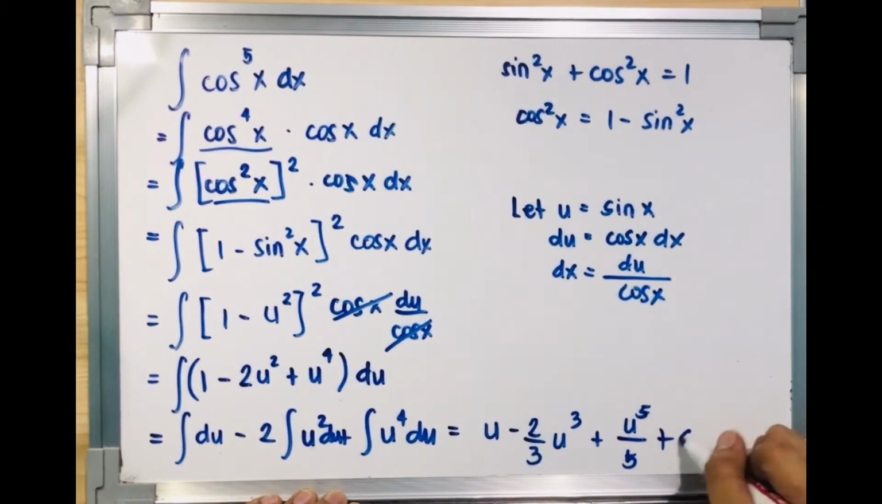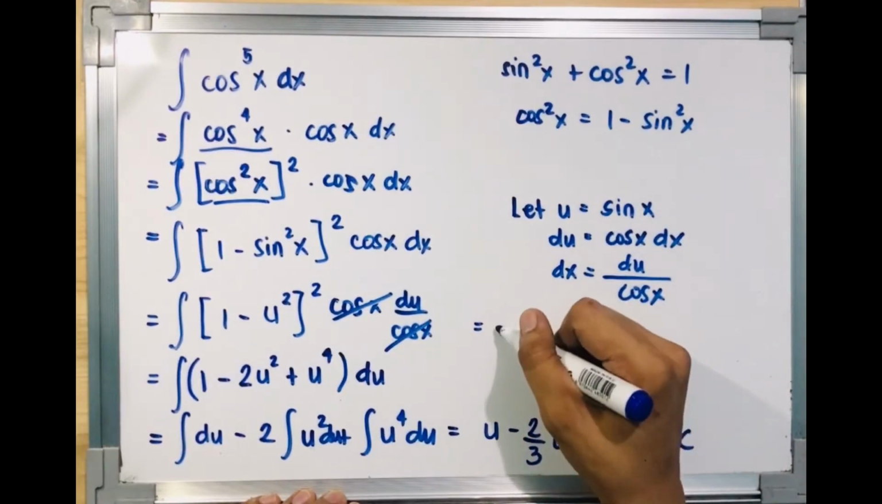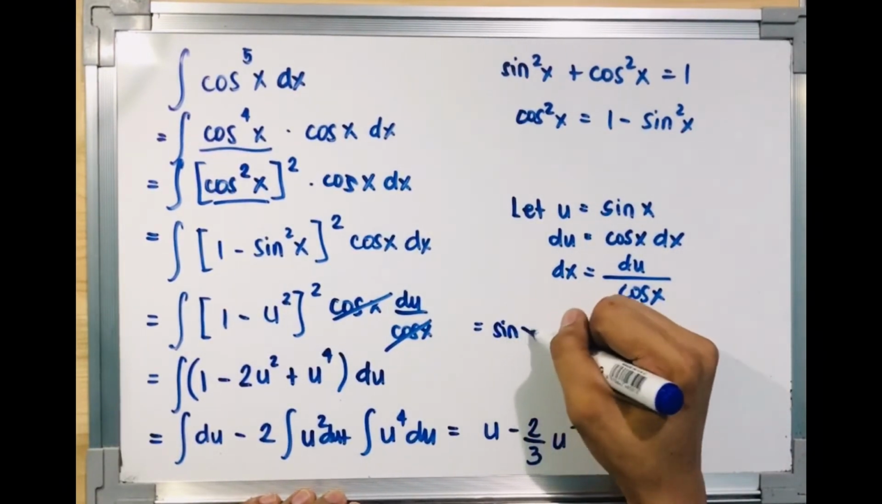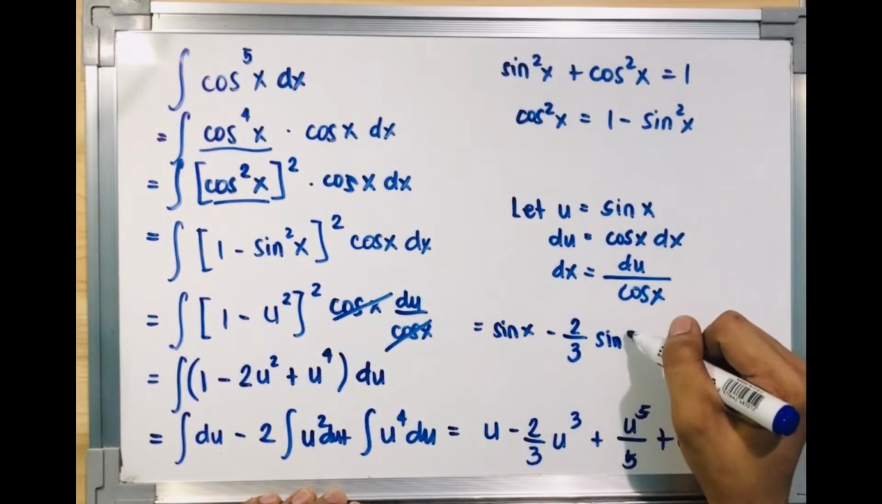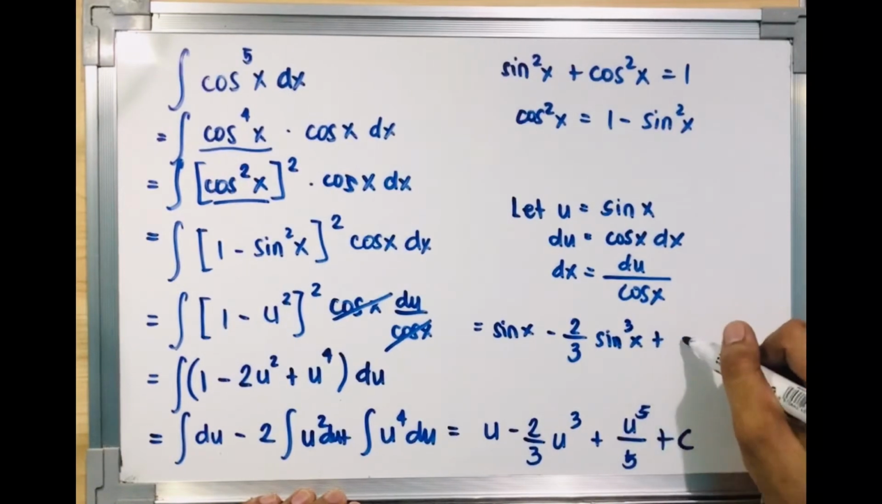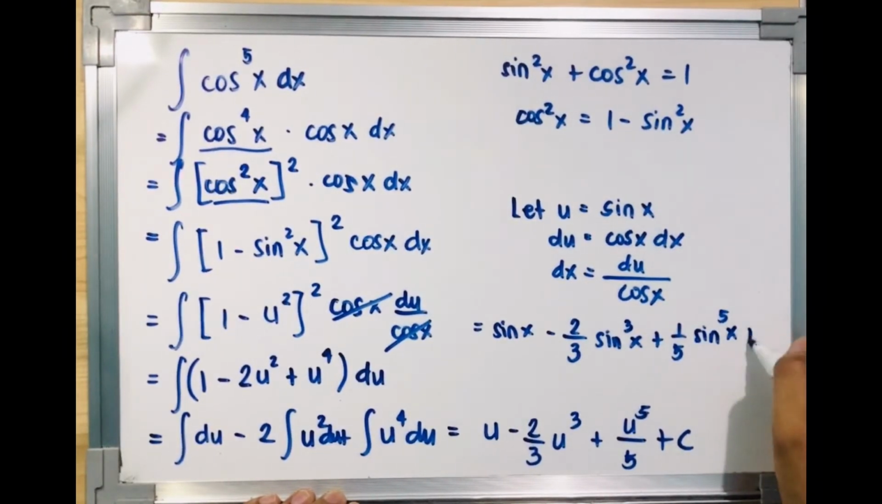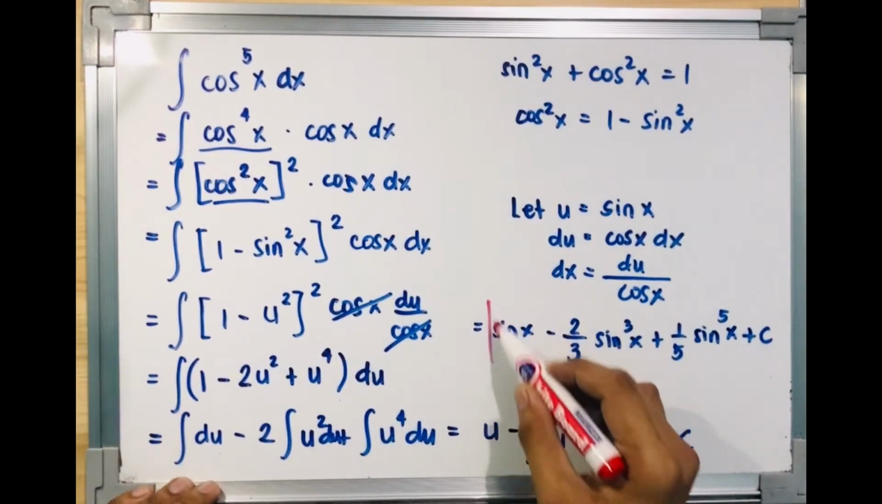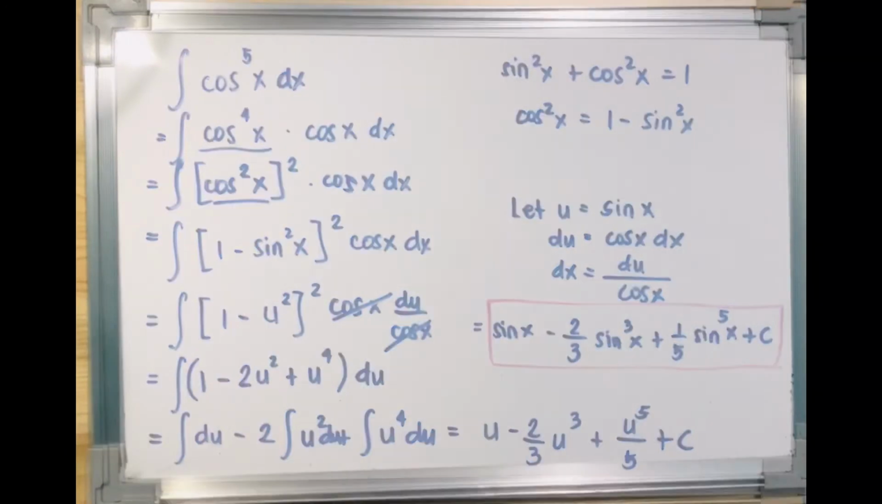Okay? Don't forget the c. And then the final answer for this problem, substitute na lang natin yung value ng u, which is sine of x. So, sine of x minus 2/3 sine cube x plus 1 over 5 sine raised to the 5th x plus c. So that's the final answer for this problem. Alright, more problems to come, so let's proceed to the next one.